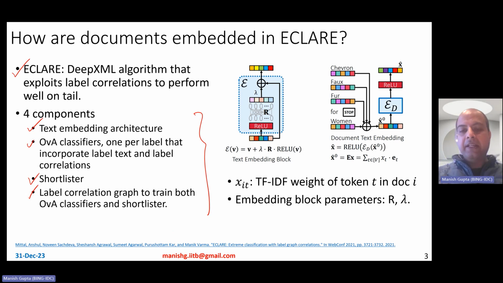Now let's quickly talk about how the text is embedded. The text embedding in ECLARE is more or less similar to DECAF, except for an extra parameter called lambda. The way you typically do the text embedding is that you have these tokens x_t, which belong to a vocabulary space V. You initialize an embedding matrix E, and that provides you the embedding for every token. Essentially, you sum over all the tokens t in the document, and that gives you the embedding for every document text.